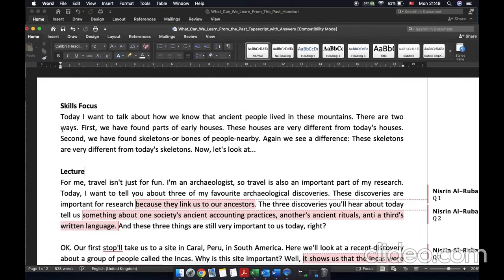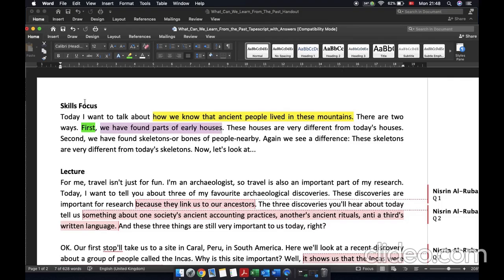Okay, let's look here. Today I want to talk about how we know that ancient people lived in these mountains. So this is the topic of the lecture. There are two ways. First, here there is a number phrase. We have found parts of early houses.